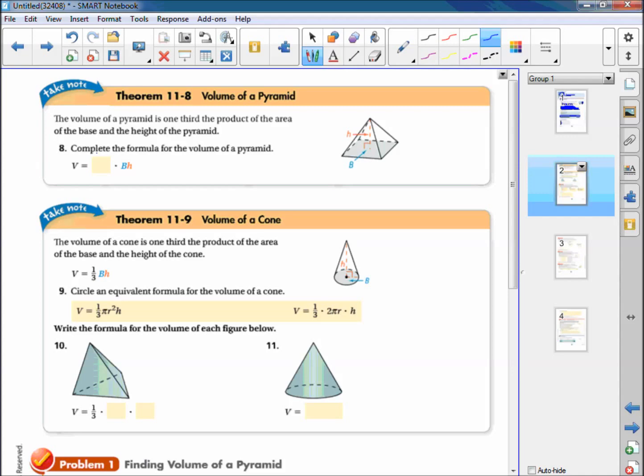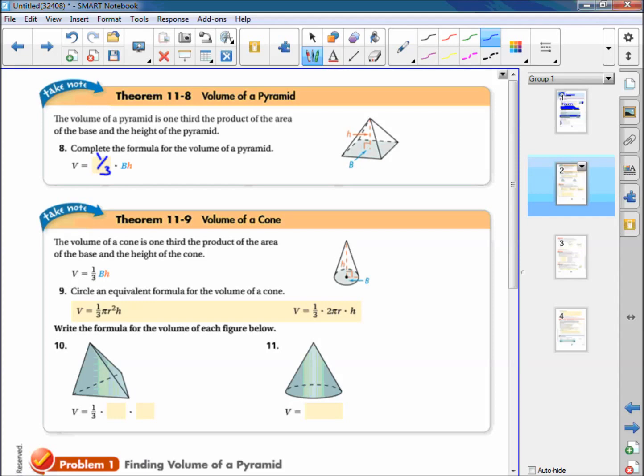All right, so 11-8, volume of a pyramid. The volume of a pyramid is 1/3 the product of the area of the base and the height of the pyramid. Complete the formula for the volume of a pyramid. So we would just put 1/3 times the normal prism that this would be.